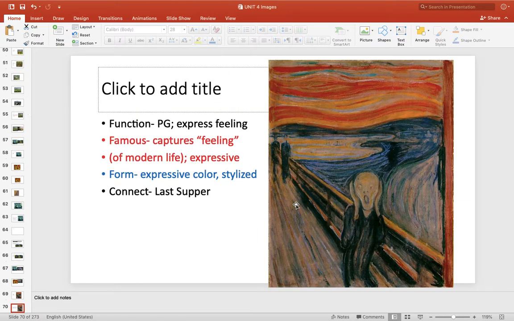Munch, The Scream, he's famous for really capturing the feeling of modern life. We all feel this way, very expressive. His form is expressive color, stylized.